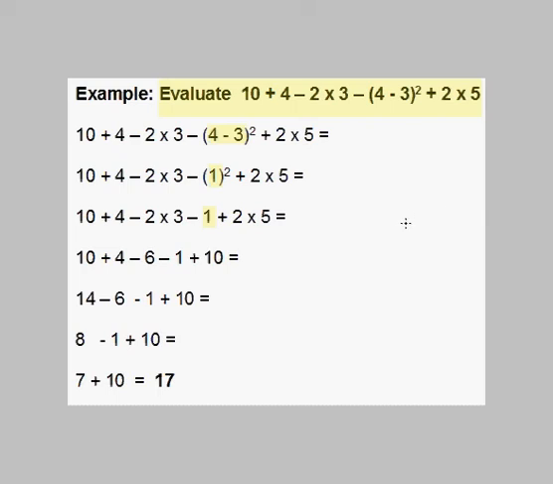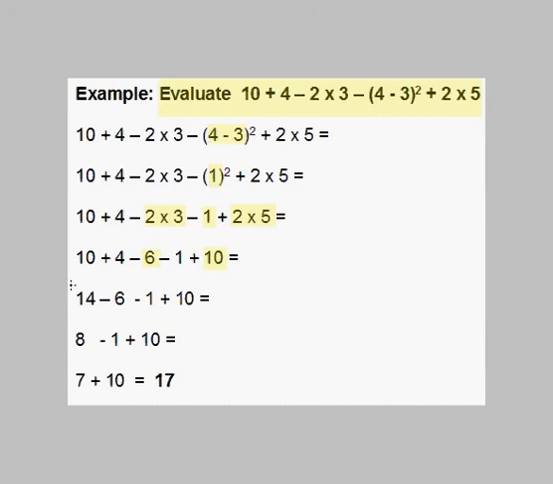Now we do the multiplies before we do any of the additions or subtractions. We have a 2 times 3, and we also have a 2 times 5. We multiply the 2 times 3 to give us 6. We multiply the 2 times 5 to give us 10. We leave all the addition and subtraction signs just as they are. And now we have 10 plus 4 minus 6 minus 1 plus 10. The order of operations says to subtract and add from left to right. So that's what we'll do.